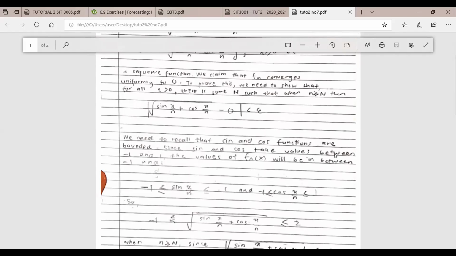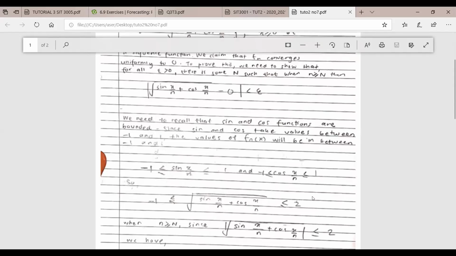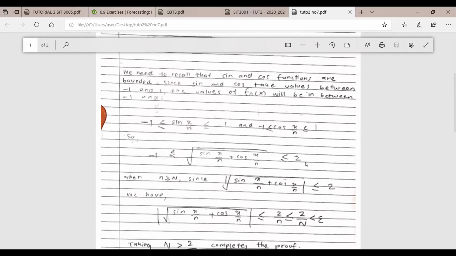Okay, but how come? It's okay to get these two bounds, but how does that give you the bound in the next step? Because if you add the inequality on the left with the inequality on the right, you will get that sine x over n plus cos x over n is bounded between -2 and 2.